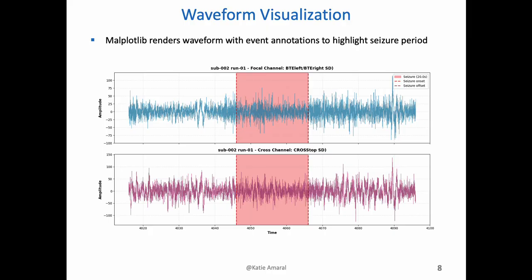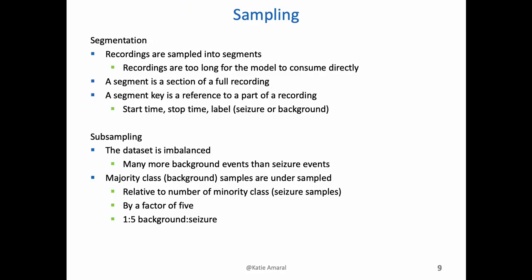Matplotlib is used to render the waveform visualization, showing the EEG signal amplitude over time, along with event annotations to highlight the seizure period. Recordings are sampled into segments. A segment is a section of a full recording. A segment key is a reference to a recording with a start time, stop time, and label. This is done because the recordings are too long for the model to consume directly.